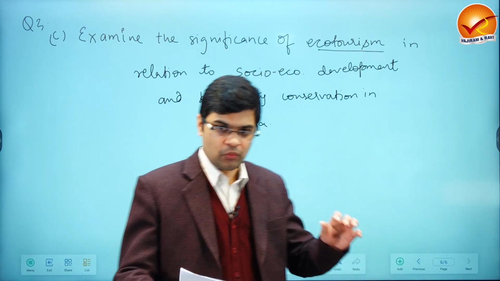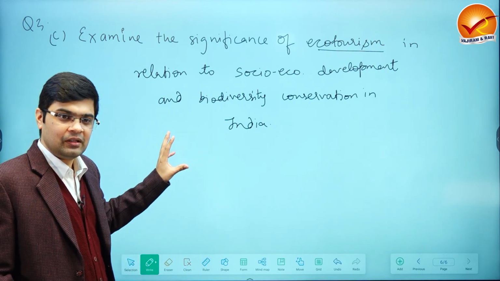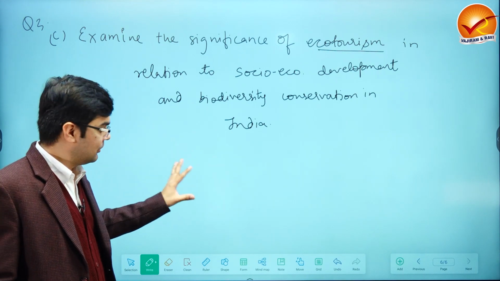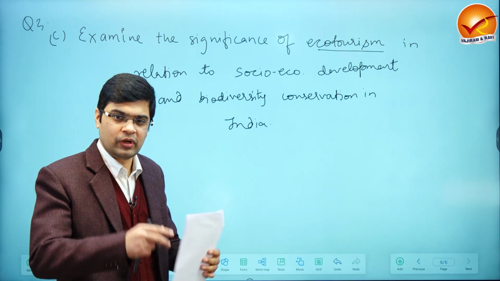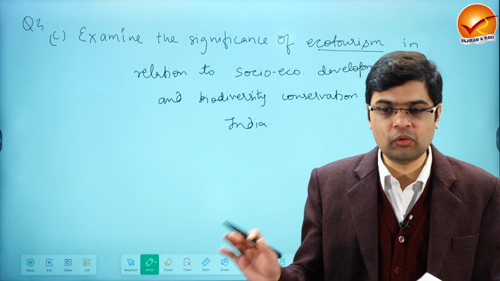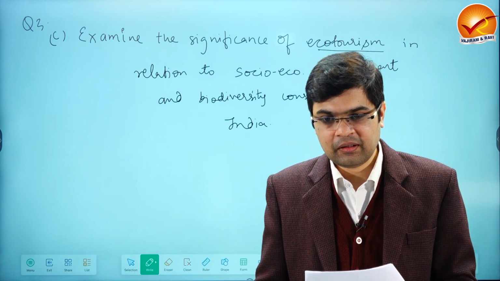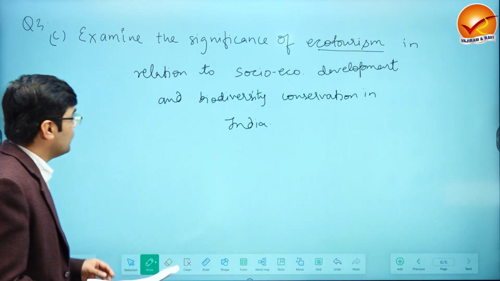Then what you can do is, once you have introduced it, you can draw a map. Okay? Ecologically sensitive areas and the areas important for ecotourism in India. Then you can draw a map with the areas highlighted that are important for ecotourism. Then come to the main body.